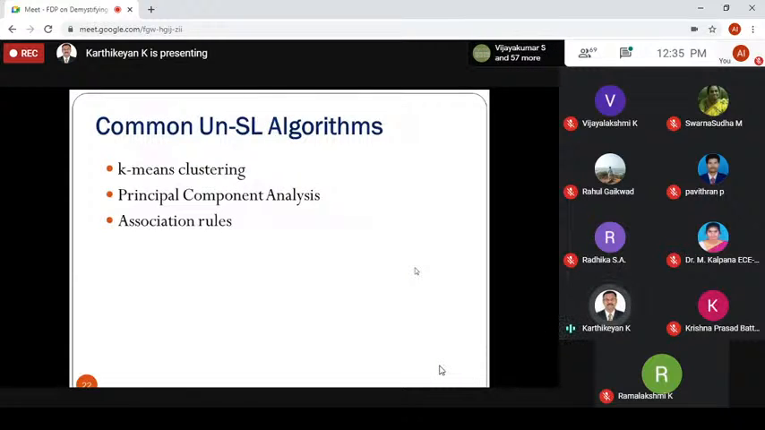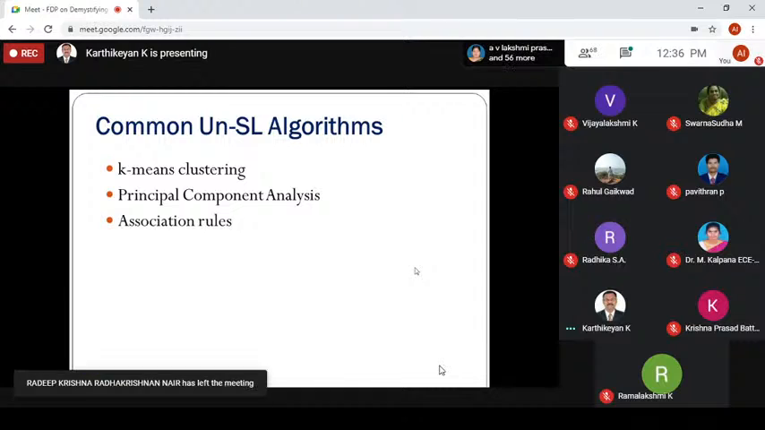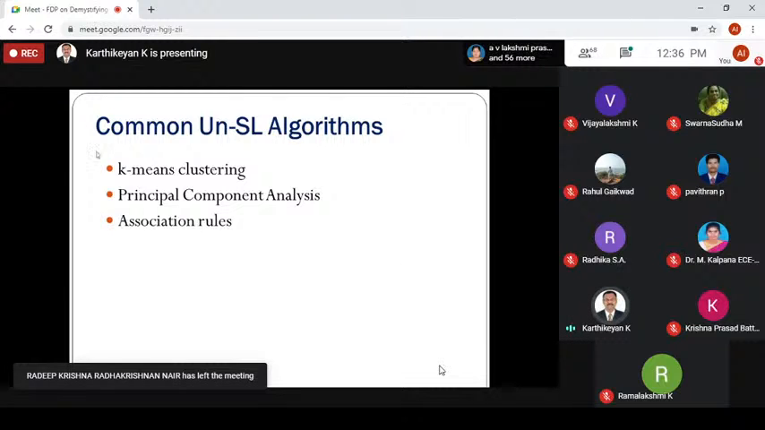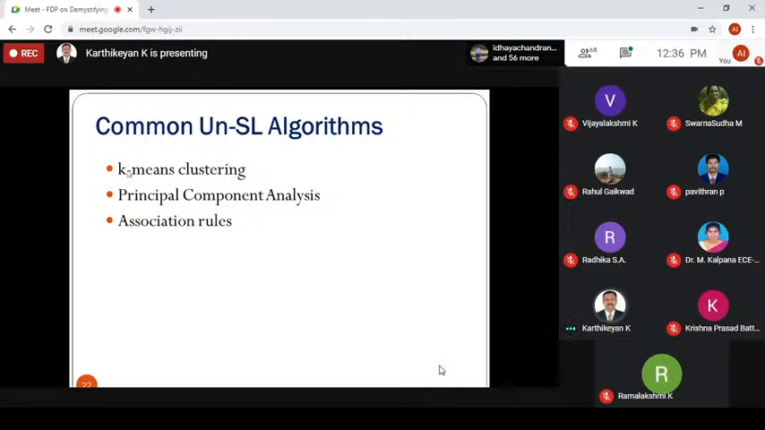What are the common unsupervised learning algorithms? K-means clustering, principal component analysis, and association rules. In this FDP, we are going to see k-means clustering. We will do a detailed analysis and detailed implementation in Python, and learn everything for k-means clustering.